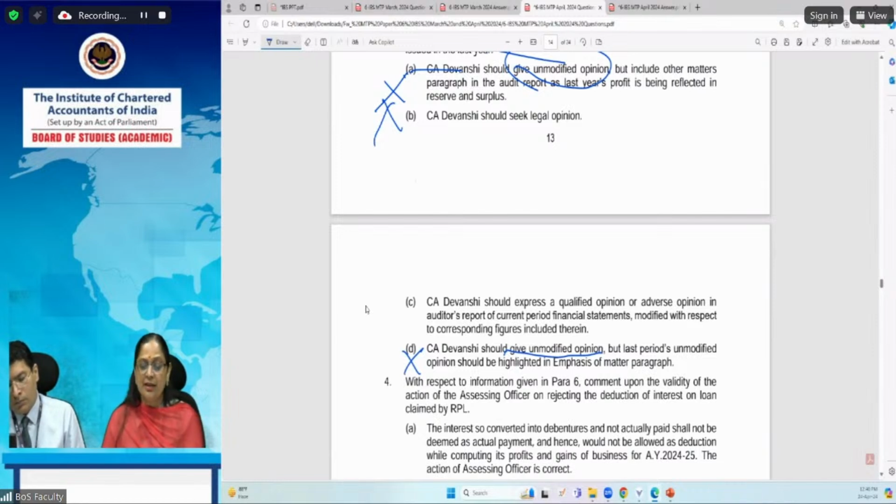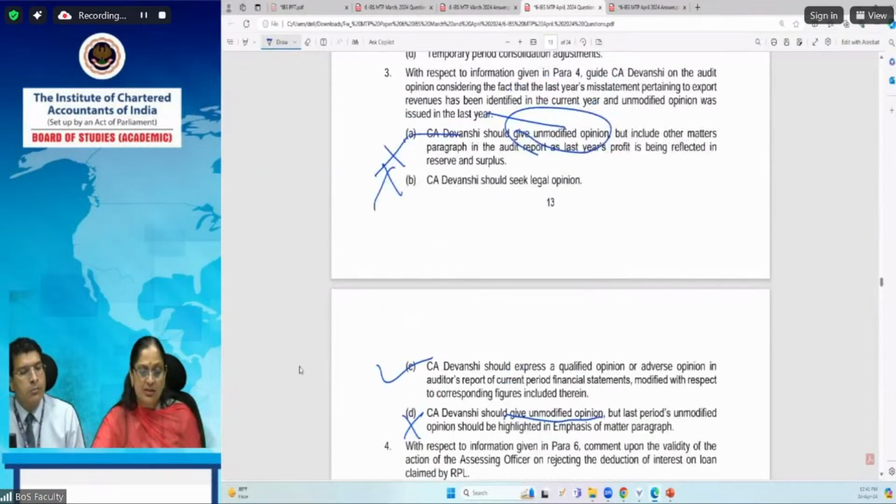So the only correct answer is option C, that CA Devanshi should express a qualified opinion or adverse opinion in the auditor's report of current period financial statements modified with respect to corresponding figures included therein, right? So this way we can solve the answers. If you have not studied, then you can apply your knowledge directly, or you can use the elimination method, and accordingly you can write the answer.